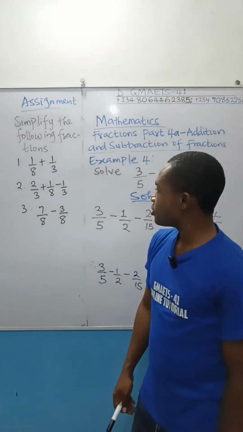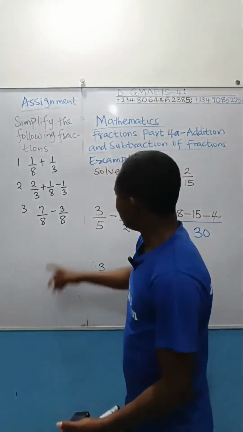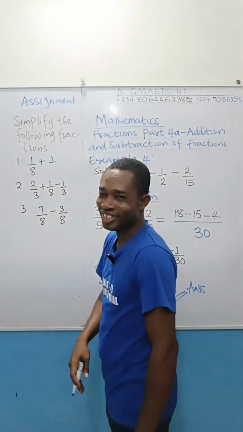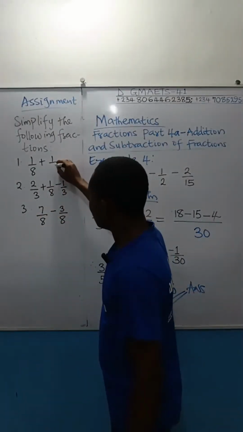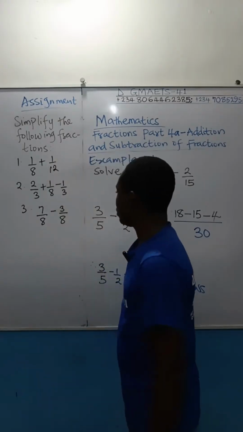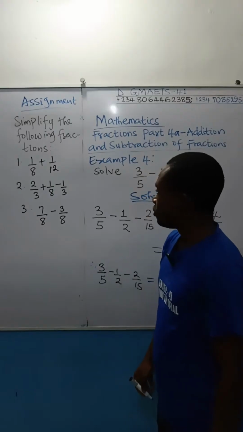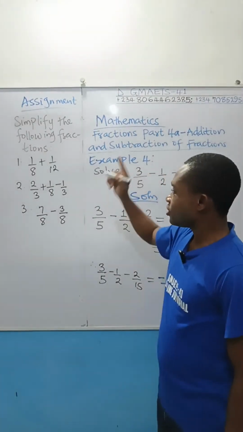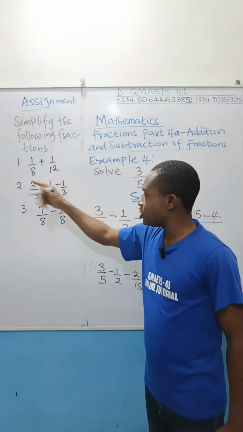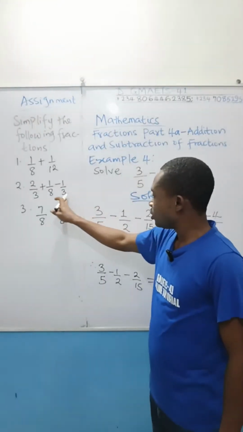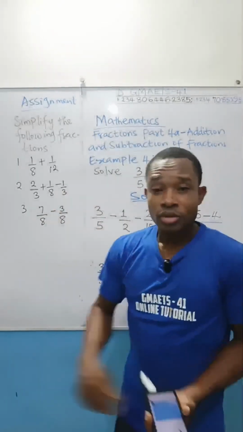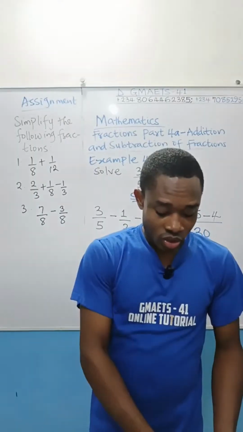The denominators of these are almost the same. Let me change this one to 1 over 12. So for question number 1, the way I got the LCM, you use the knowledge here. And this one is different. Good. That is your assignment.